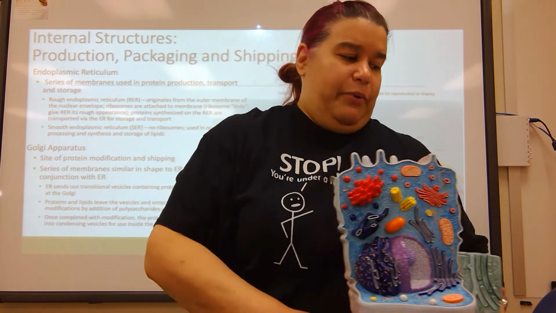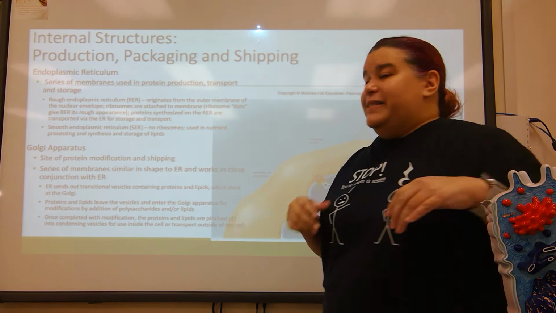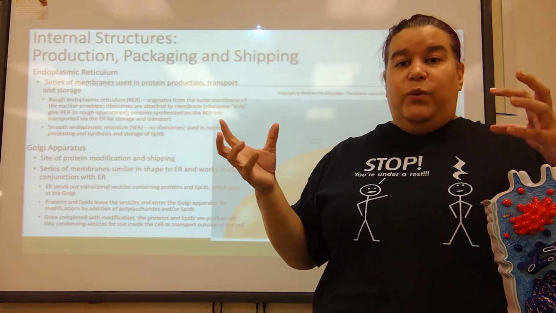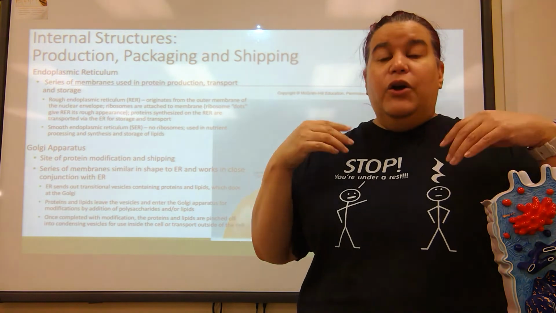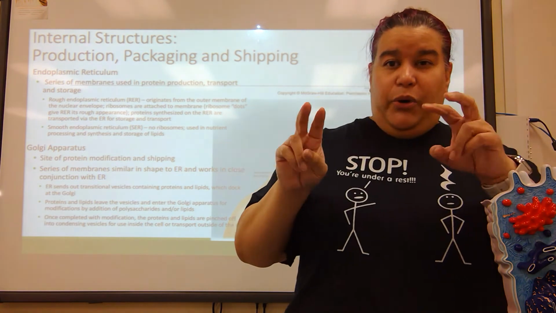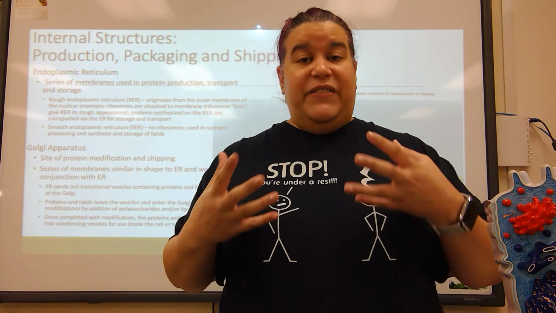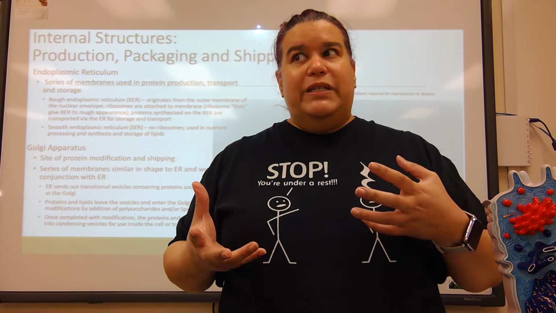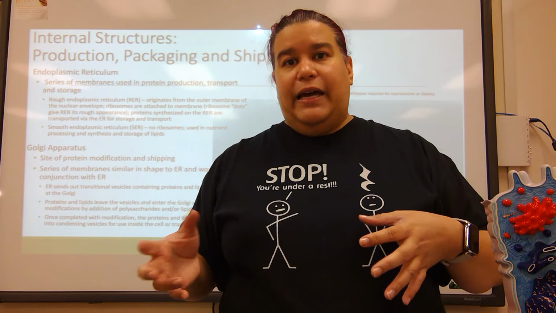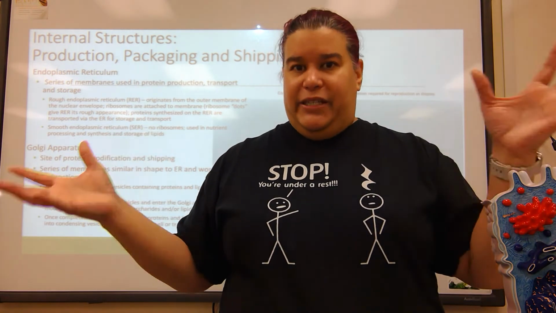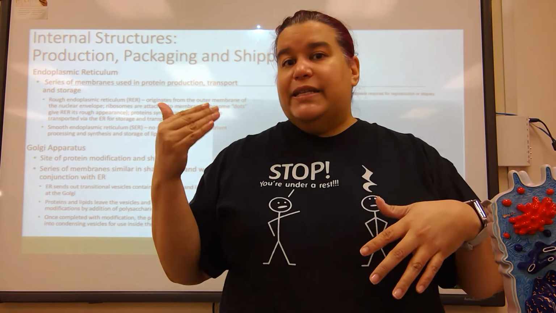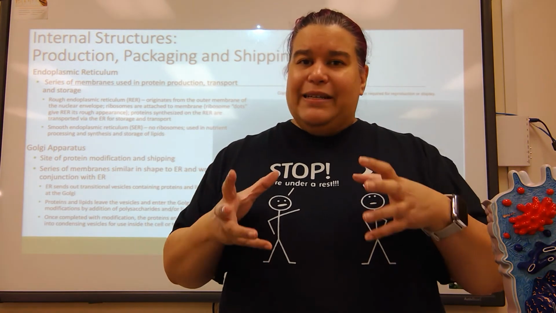Now, the Golgi apparatus. This is the site of protein modification and shipping. Remember I said when we make the protein, we ship it somewhere. Normally, when the rough endoplasmic reticulum makes its protein, it's not finalized yet. It's not finished. You have to remember that a protein is going to be a complex machine that does something. It's going to be an enzyme that breaks something down. It's going to be an enzyme that takes different parts and puts them together. It's going to be a transport protein that moves things in and out of the cell. It is a complex thing.